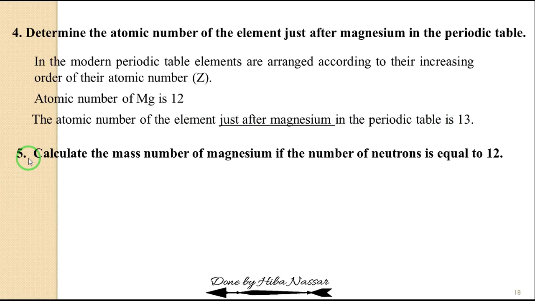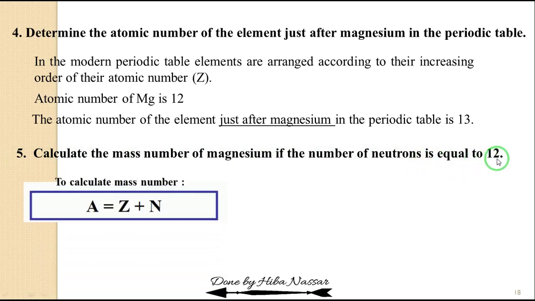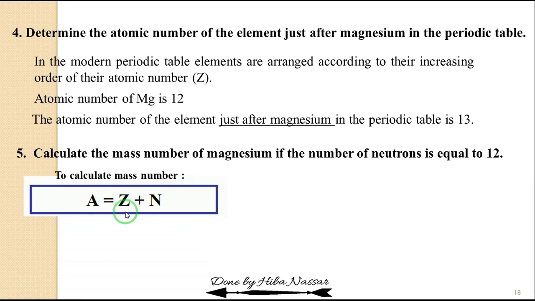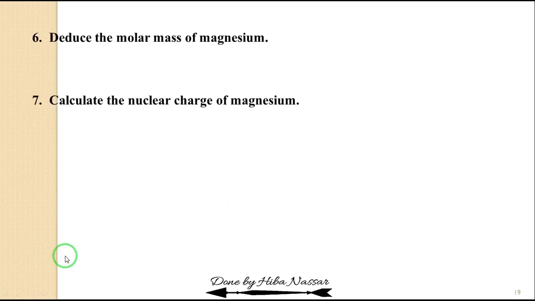Now moving to number 5, calculate the mass number of magnesium if the number of neutrons is equal to 12. To calculate the mass number, I'm going to use the relation A equals Z plus N. So it's equal to the atomic number 12 plus the number of neutrons, which is given for you, also 12. So the mass number is equal to 24.